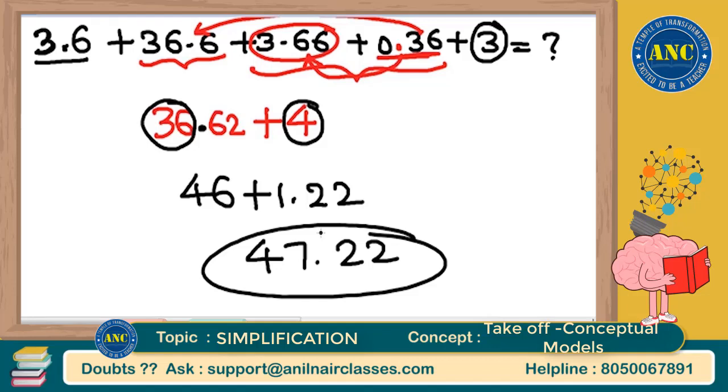Don't add the original numbers. Adding the original numbers will kill our time. Don't add it. 47.22 should be the answer for this question.